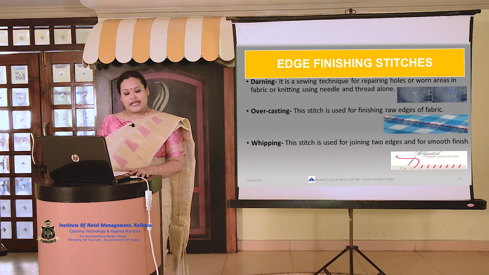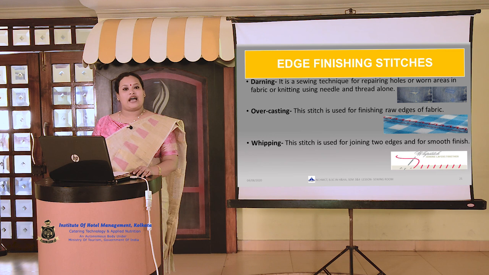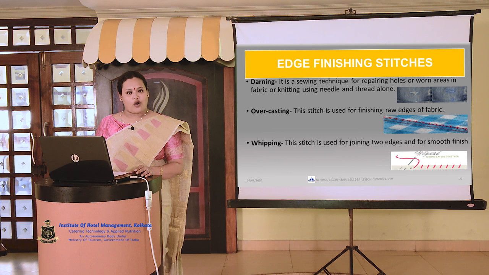The next stitch is the overcasting or overlocking stitch. We have already discussed it. It is used for finishing the raw edges of the fabric. Next, we have the whipping stitch. The whipping stitch is used for joining two edges of fabrics together.